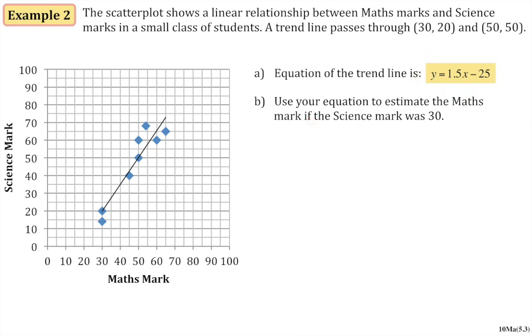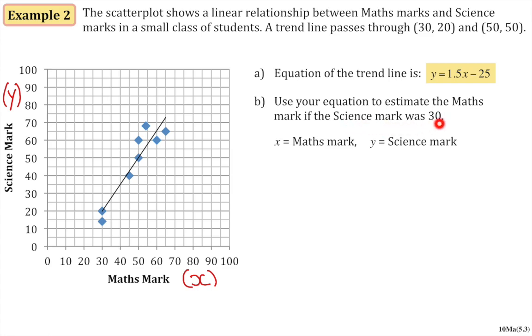Let's now have a look at part B. It says use your equation to estimate the maths mark if the science mark was 30. Now here's something we need to be aware of. The horizontal axis is my x-axis normally. The vertical axis is normally called the y-axis. That means that when I use my formula here, where I see the letter x, it's talking about the maths mark. Where I see the letter y, it's talking about the science mark. So let's consider x as the maths mark in our formula and y stands for the science mark.